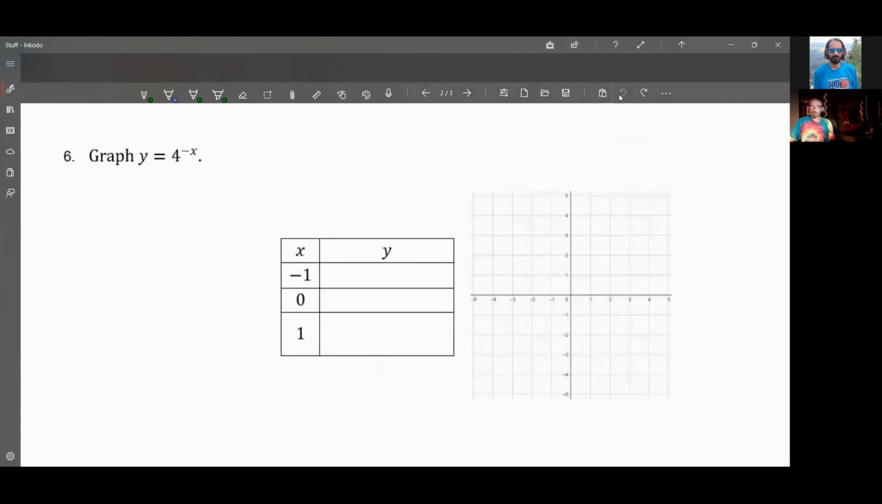To graph y = 4 to the negative x, we've changed the sign of the exponent. So 4 to the negative of -1 would be 4 to the 1, or 4. 4 to the 0, well, -0, but that's still 0. So 4 to the 0 is still 1. And then 4 to the -1, or 1/4.